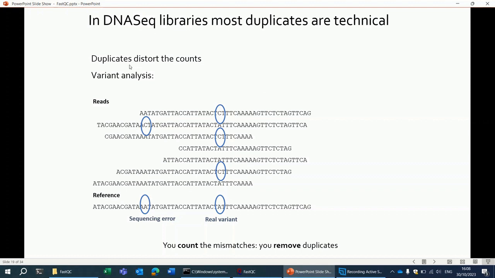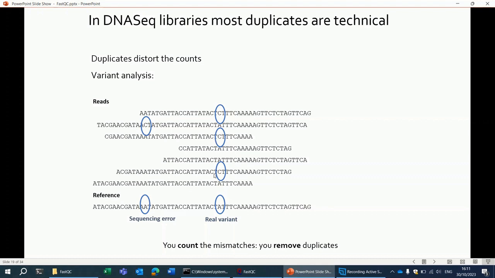So duplicates are unwanted because they distort the counts. In variant analysis, you are going to count the number of times that a mismatch occurs in your reads. So if it occurs multiple times, you are going to decide that it's probably a real variation, so a SNP. If it occurs only once, then it's probably a sequencing error. You don't want to count technical duplicates multiple times here.